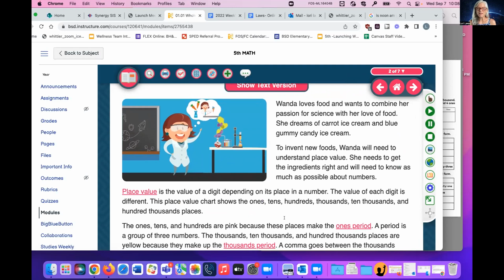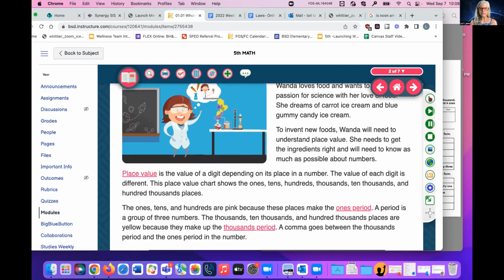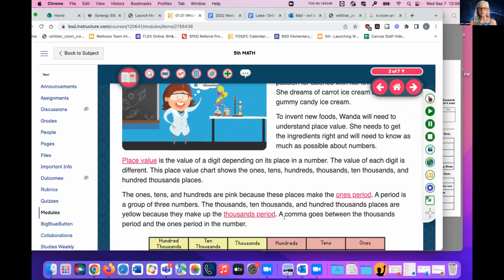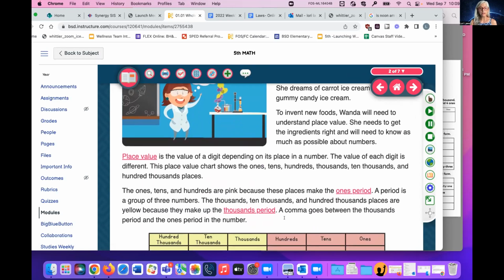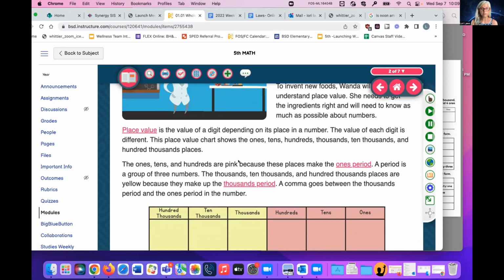Wanda loves food and wants to combine her passion for science with her love of food. She dreams of carrot ice cream and blue gummy candy ice cream. To invent new foods, Wanda will need to understand place value. She'll need to get the ingredients right and will need to know as much as possible about numbers. Place value is the value of a digit depending on its place in a number. The value of a digit is different. This place value shows ones, tens, hundreds, thousands, 10,000s, and 100,000s place.